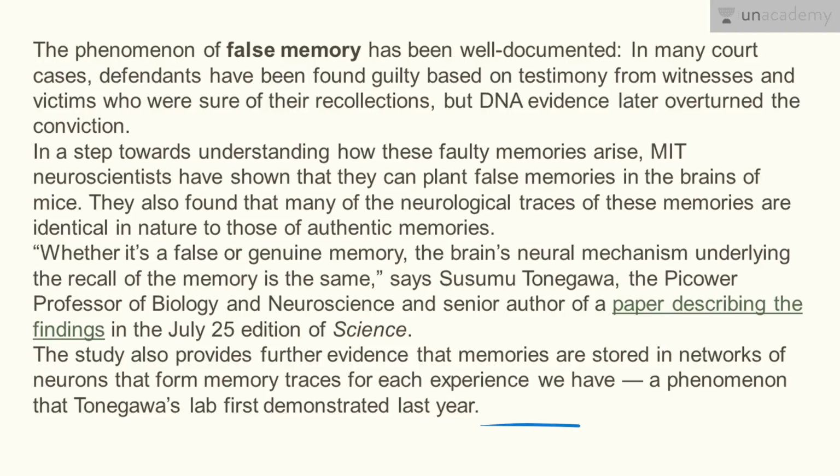They also found that many of the neurological traces of these memories are identical in nature to those of authentic memories. "Whether it's a false or genuine memory, the brain's neural mechanism underlying the recall of the memory is the same," says Susumu Tonegawa, the Picower Professor of Biology and Neuroscience and senior author of a paper describing the findings in the July 25 edition of Science.